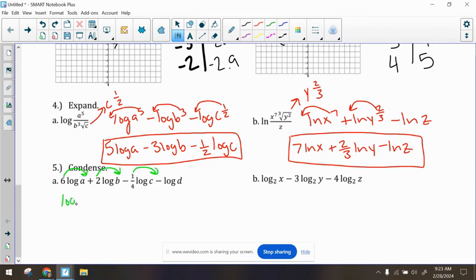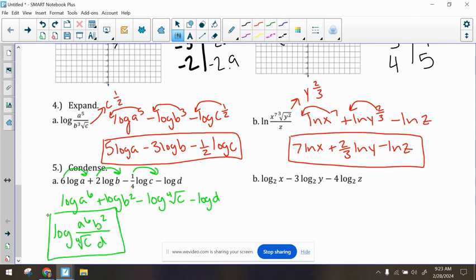So I've got log a to the 6th plus log b squared minus log c to the 1/4. And I'm going to go ahead and change c to the 1/4 to be 4th root of c. That is better notation, minus log of d. So I still have multiple logs. Now I need to put this back together and make it one log. Things that are positive go on top. So a to the 6th and b squared go on top. And both of our negatives will go along the bottom. So log of a to the 6th, b squared divided by 4th root of c times d.